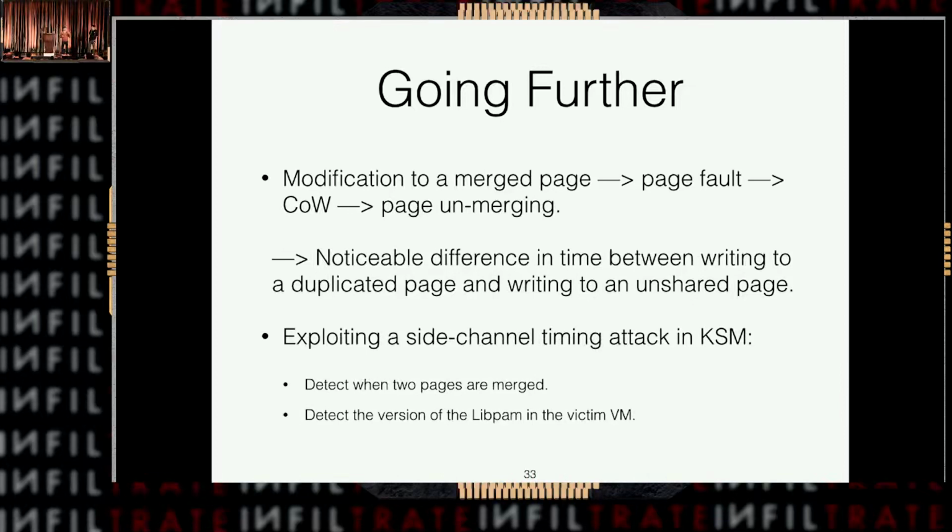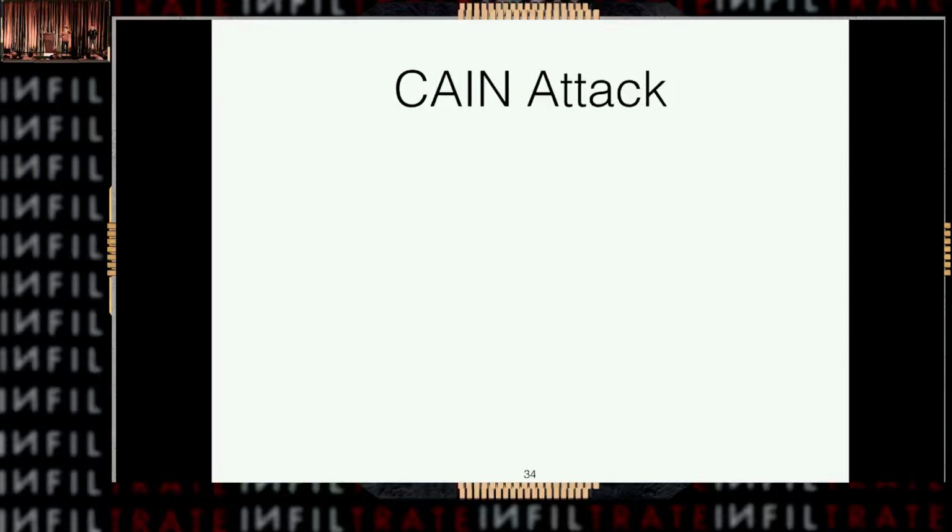And if there is a noticeable difference in time writing in one specific version, then you know that this version might be used by another VM on the same host. To do that, there is a KSM attack. The KSM attack was discovered by Antonio Barresi et al. It consists of a few steps.